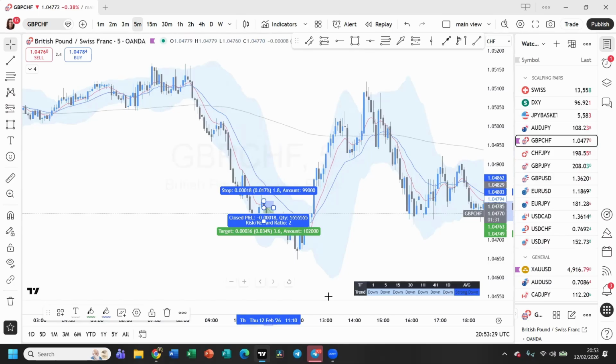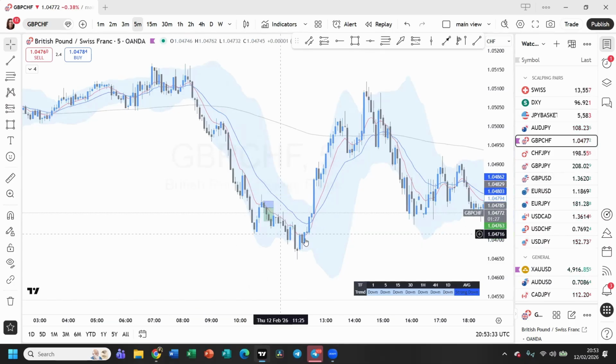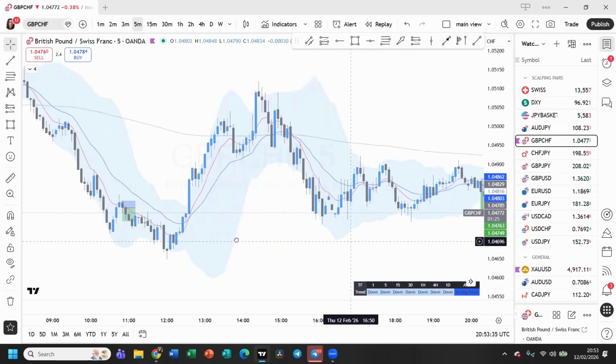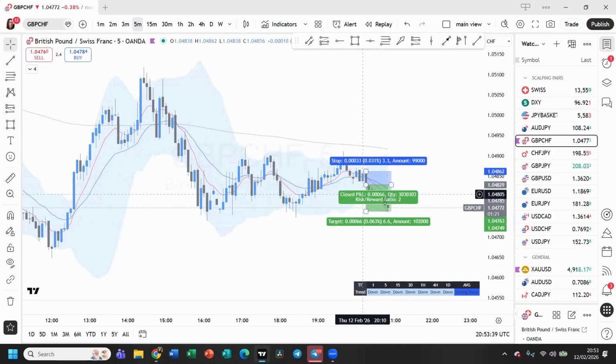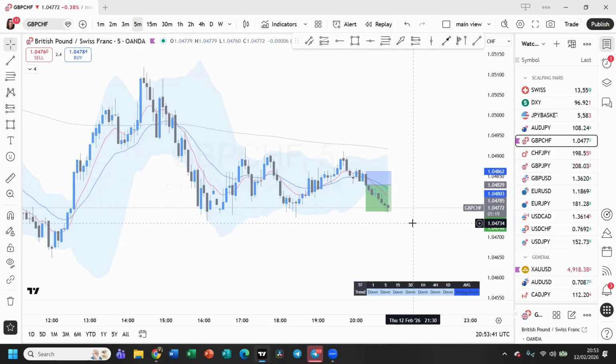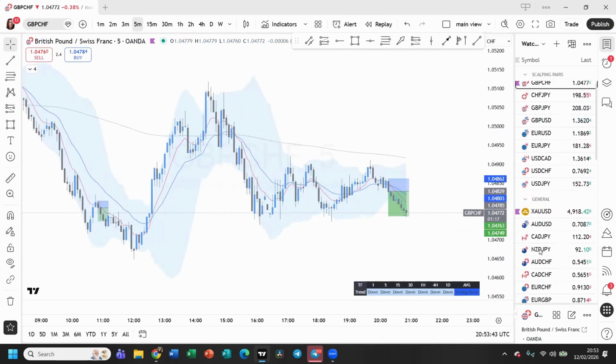So that's the red EMAs. I'm trying to find some blue EMA pullbacks. Oh, look, there you go. Our trade's just finished. So there you go. That's the strategy running out in real time for you.